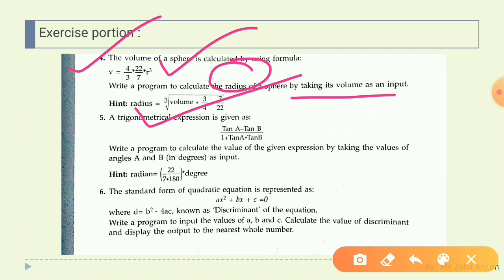So firstly you are going to convert this formula of radius into your appropriate Java expression. Yes, we are having a cube root over there, so we will be using math.cbrt, and just simply by applying the formula you can get the result. So you have to try this question on your own, the fourth one.